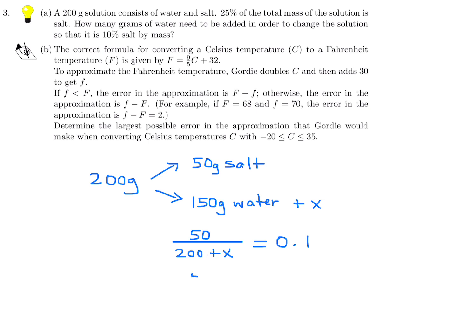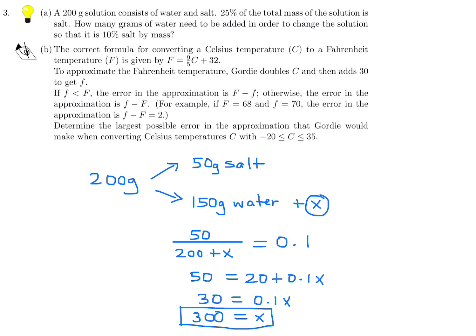So now we cross multiply, and when you do, you get 50 is equal to 20 plus 0.1x, and therefore this is 30 is equal to 0.1x, and therefore x, multiply both sides by 10, and you get 300. So 300 is really what that x is. So we have to add 300 grams of water in order for this solution to be 10% salt.